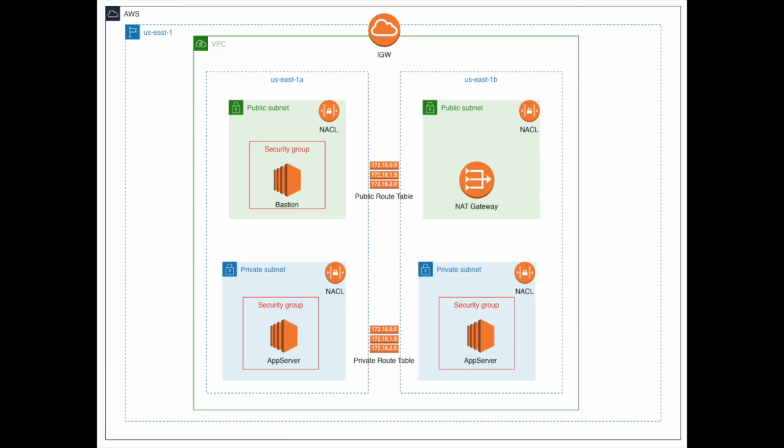And that concludes this tutorial where we created a custom VPC with both public and private subnets. We added a Bastion host in one of the public subnets, which allowed us to SSH into the EC2 instance in a private subnet, and also added a NAT Gateway in the other public subnet, which provided internet access to the EC2 instance in a private subnet.